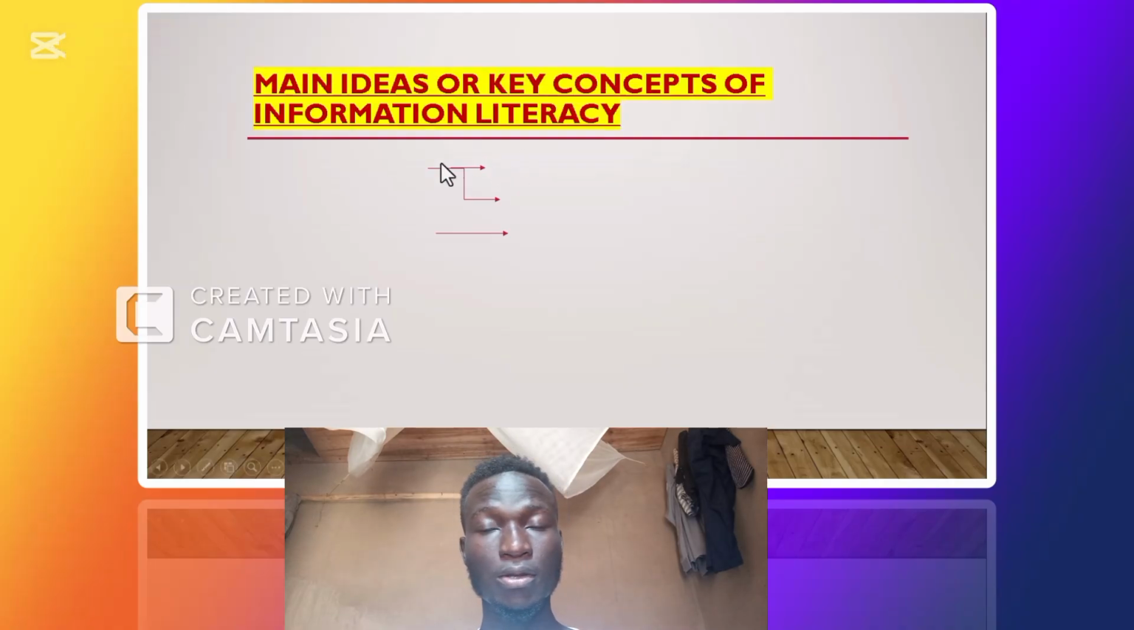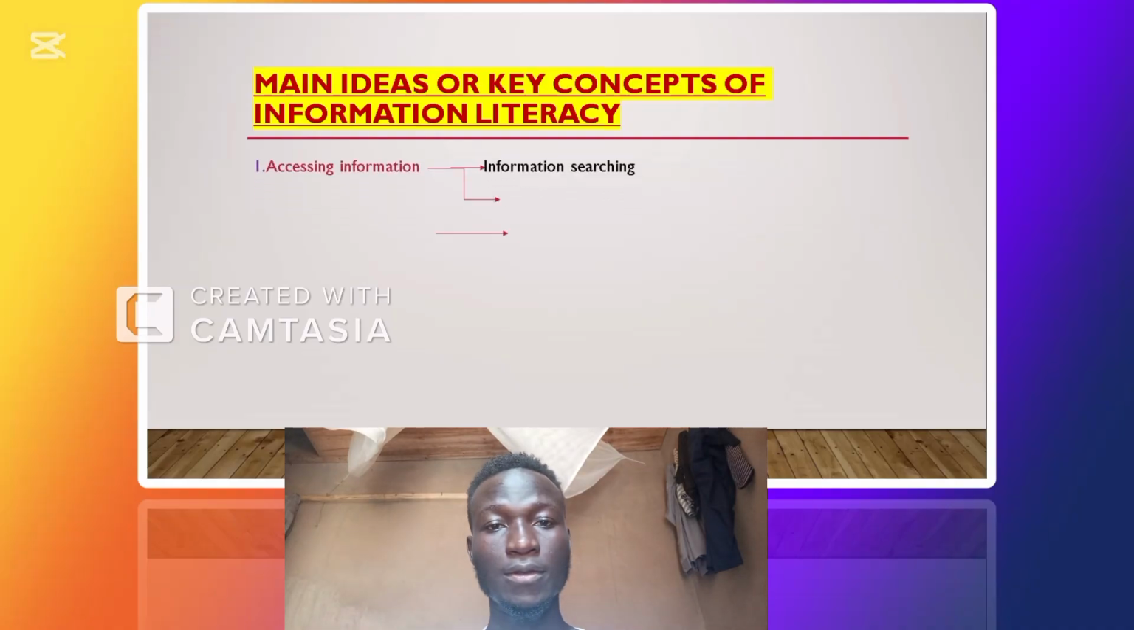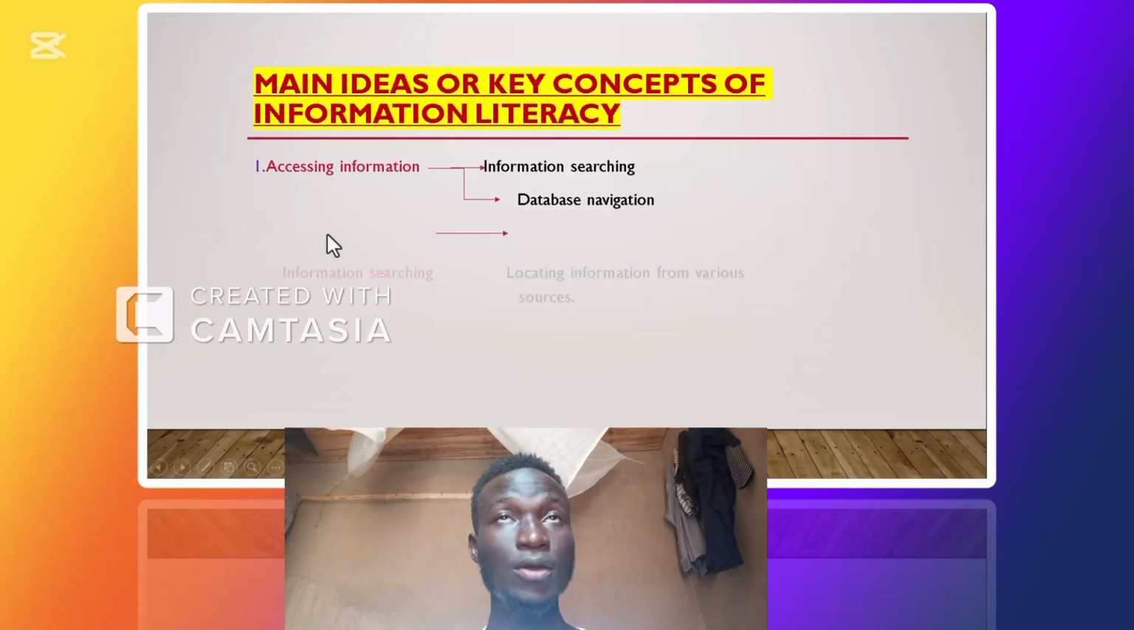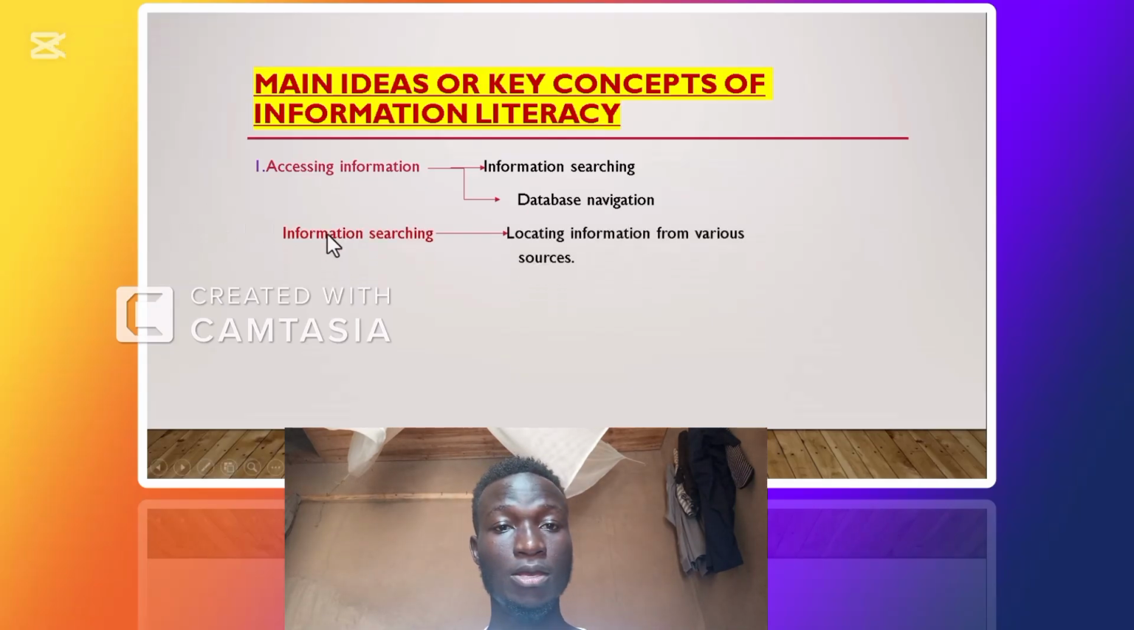So let us continue and look at the main ideas or key concepts of information literacy. Under this, we're going to look at the important things. The first thing under this is accessing information. We have various ways through which we can access information. First one is information searching. The second one is database navigation, and the third one is locating information from the various sources.